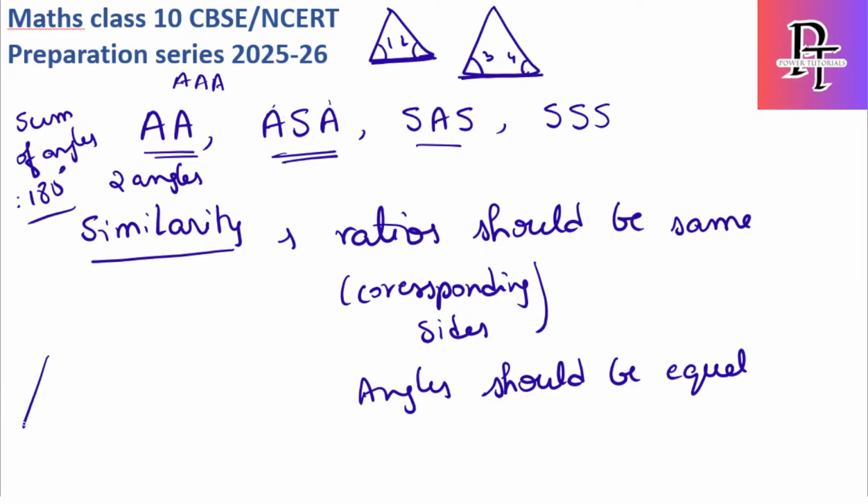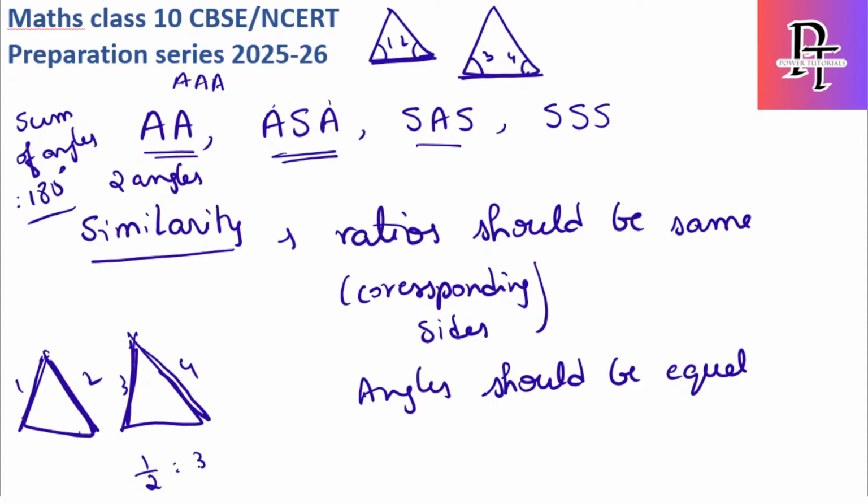I will show it here. If I have one triangle here and another triangle here, and if I say these sides are 1 and 2, and these are 3 and 4, if 1 by 3 is equal to 2 by 4, and this angle, if I say this is x and this is y, and angle x is equal to angle y, then the triangles are similar based on the SAS property.